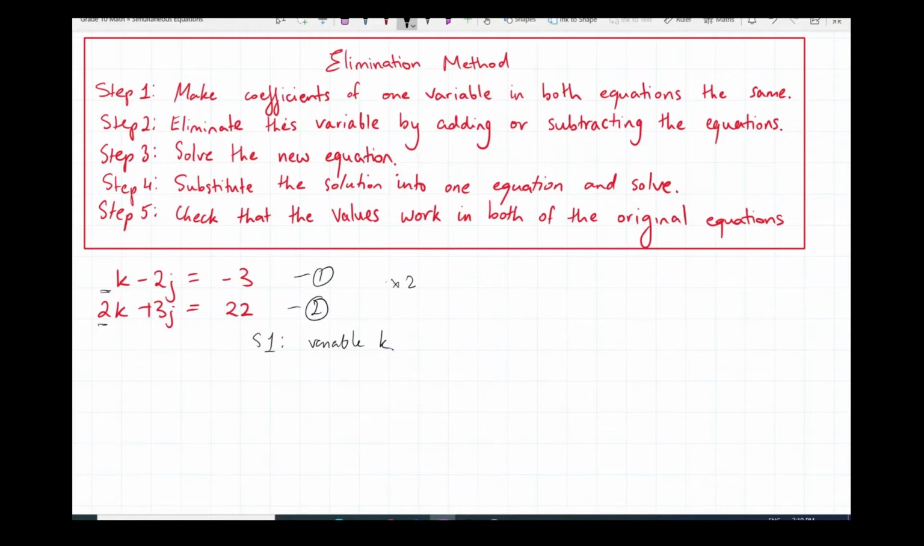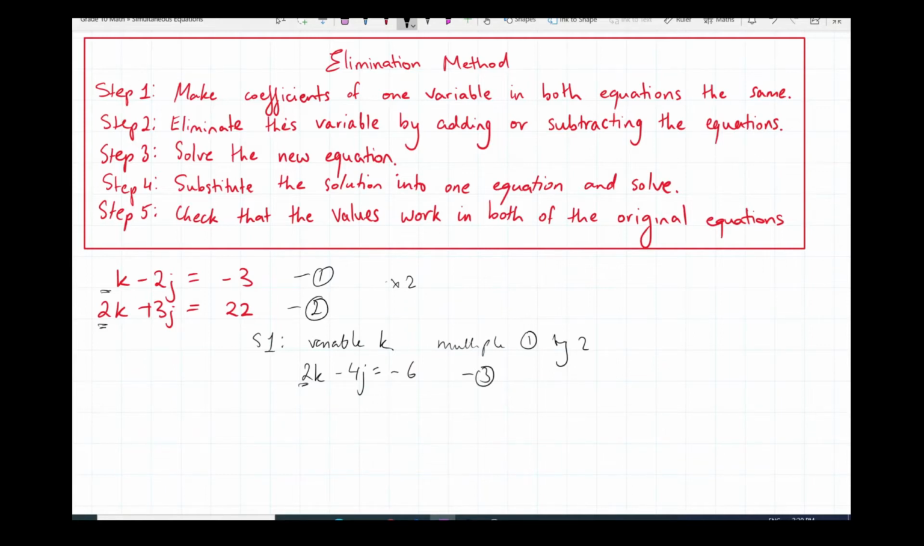So we can multiply equation 1 by 2. So then equation 1 will become 2k. Negative 2j times 2 will be minus 4j equals negative 3 times 2 will become negative 6. So that's step 1 done. Let's call this equation 3 now. So this has 2k and equation 2 also has 2k.